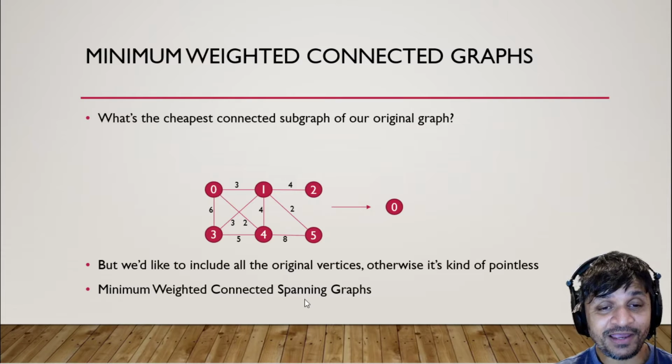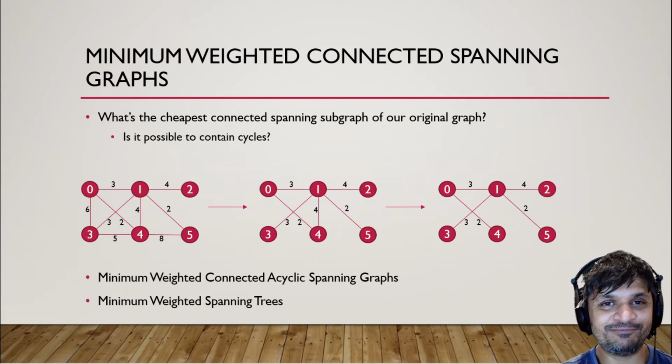The word we're looking for is spanning. Okay, so when we say something is a spanning subgraph, we're saying that it contains all the vertices from the original graph. So this wouldn't work because this only contains 0. We need a minimum weighted connected spanning graph. This is getting to be quite a long name.